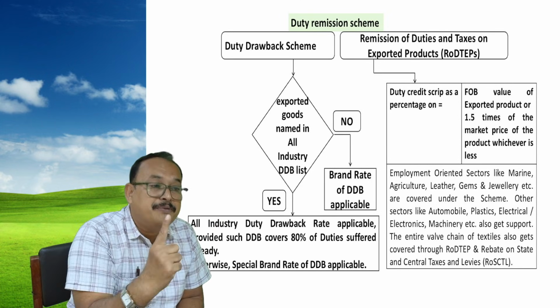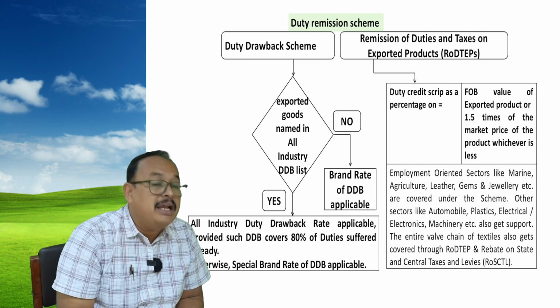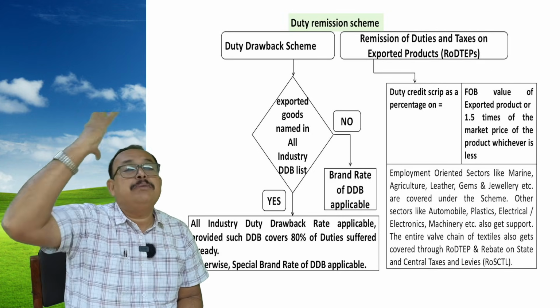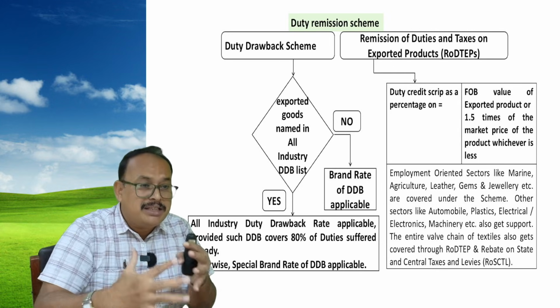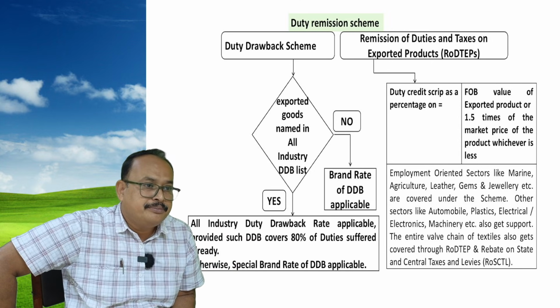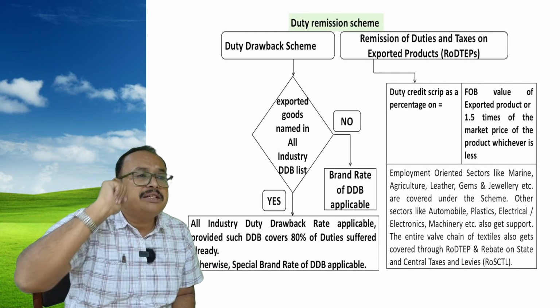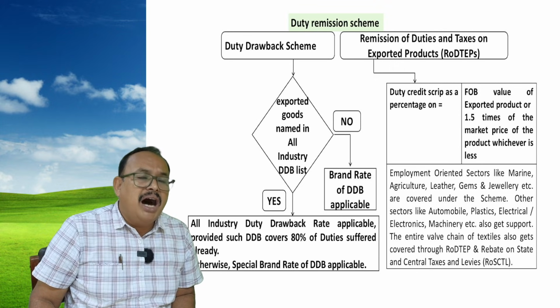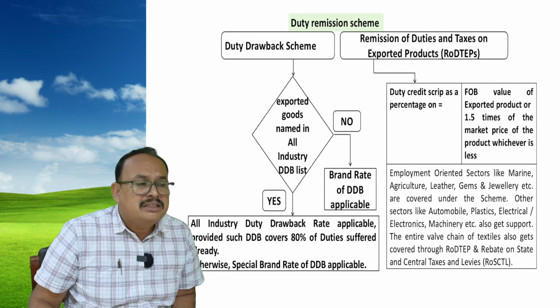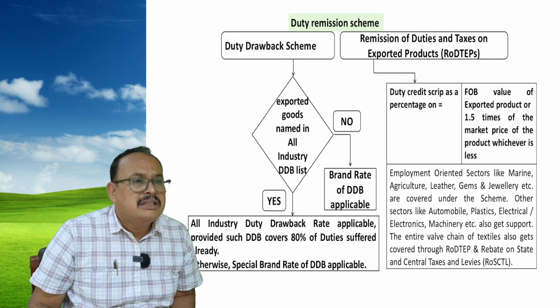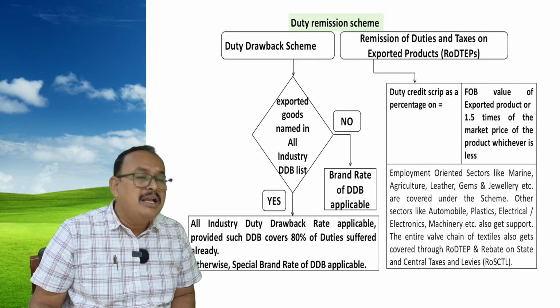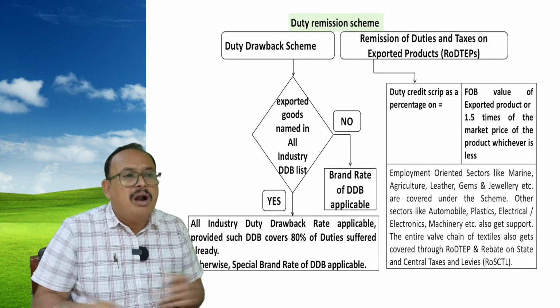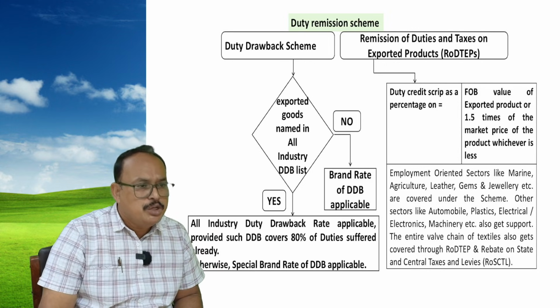But be careful, the RODTEP scheme today is covering all types of duties suffered earlier, at the central level as well as the state level. Together you can get the benefit. Earlier only central excise duty benefit or the service tax benefit was there. Now state benefits have also emerged. VAT, CST, octroi, entry tax, anything already suffered by you, you are eligible to claim under the RODTEP scheme, covering all taxes, central and state levels. A new scheme it is.